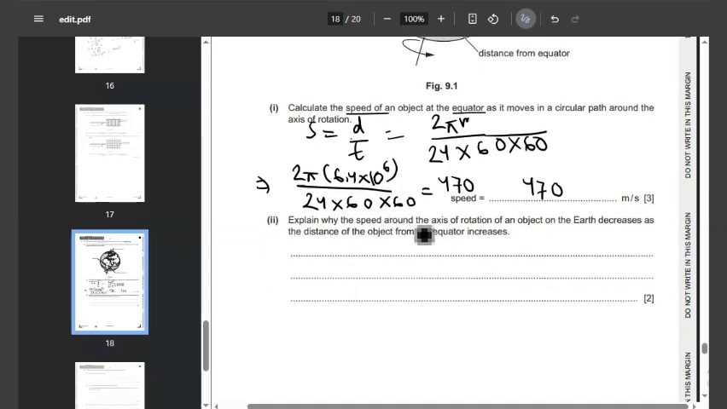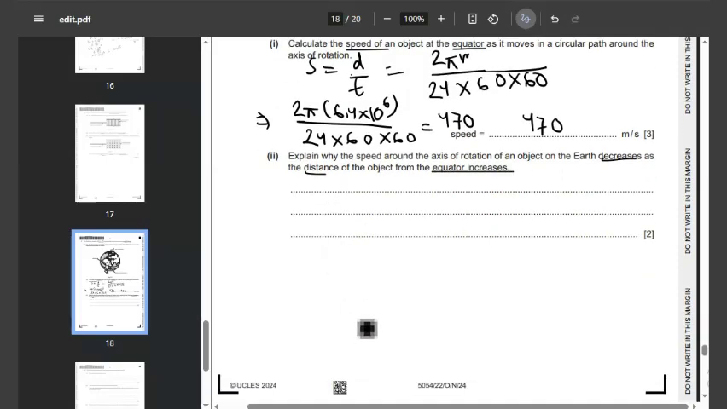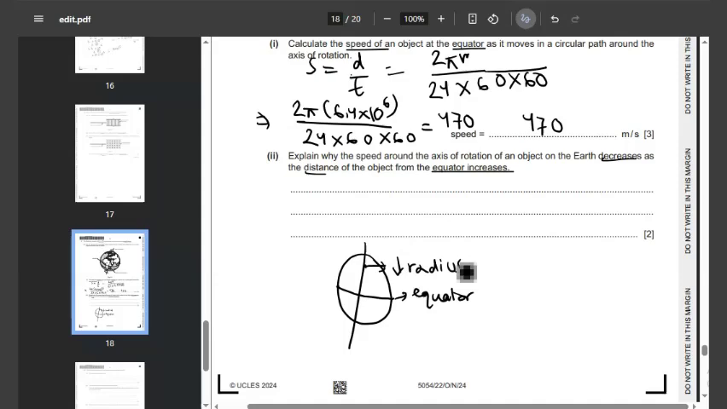Roman 2. Explain why the speed around the axis of rotation of an object on the Earth decreases as the distance of the object from the equator increases. So the reason the speed will decrease as the distance from the equator increases is because, let's think of this as the Earth, and this is the axis of rotation, and this is the equator.